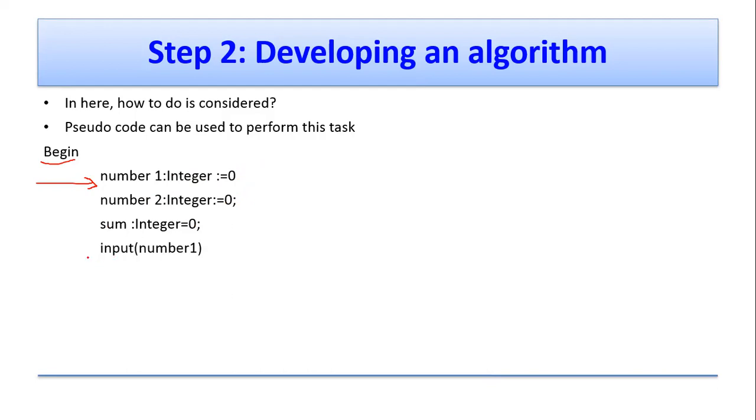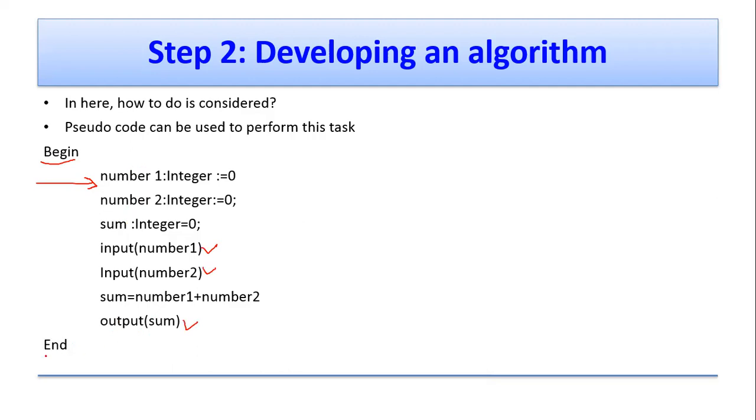Then the next one is input: input number one, input number two, and then we can do the process. Process is number one plus number two, and then assign the value to the variable called sum. These are called variables, as we will discuss later. For the time being, just say these are the locations for storing inputs, and this is the location for storing the result. So sum is the result, and then we can output the sum. These are two inputs, and this is output.